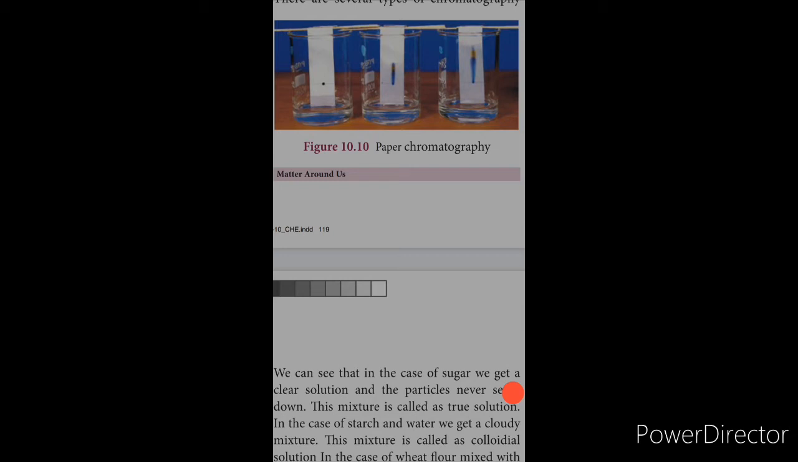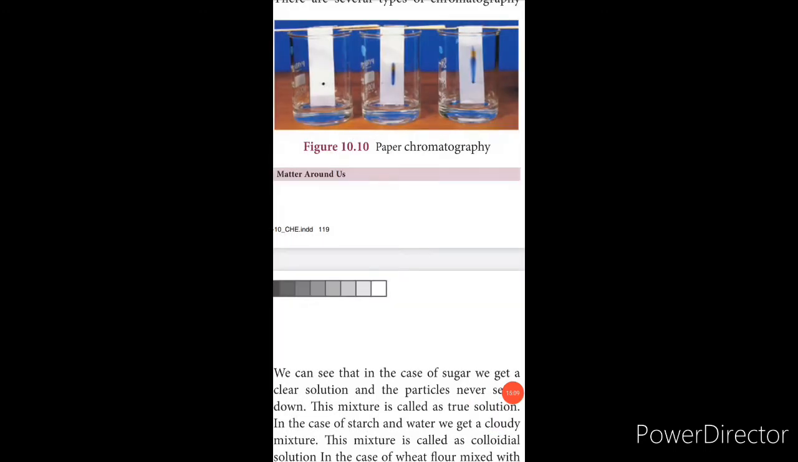For example, you have black ink, red ink and blue ink. So you have different types of ink, isn't it? The different color dyes are mixed in the ink, and these different colored molecules, that is the dyes, can be separated from the sample of ink. For that you have to take a beaker with a suitable solvent in which these dyes are soluble. Look into the picture, children. We are taking a beaker which contains the solvent.